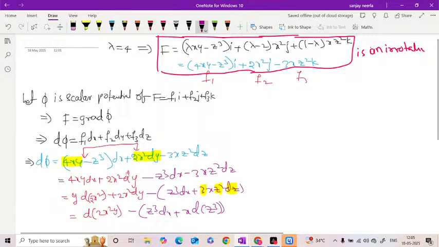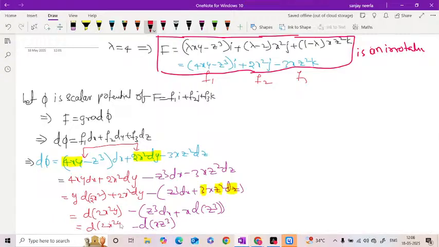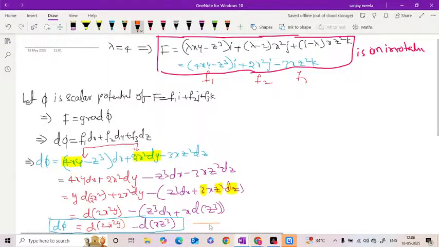Now this whole part I can write, according to the product rule, as derivative of x into z cube, and already here we have the derivative of 2x square y, and on the left hand side there is a dφ. So after integrating, that means now it is the exact differential equation, because the whole differential equation we are writing as derivative of some function. Now what is our φ? Our φ function is 2x square y minus x z cube plus constant.